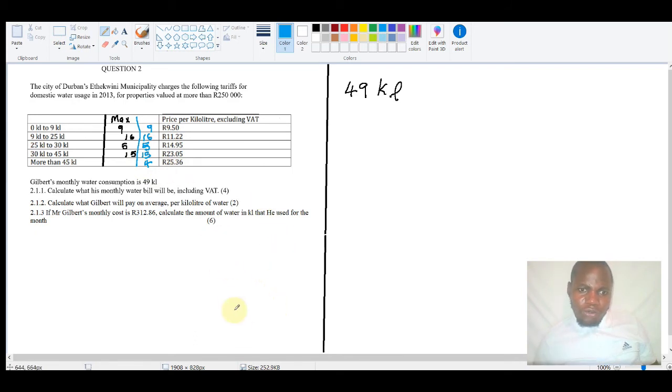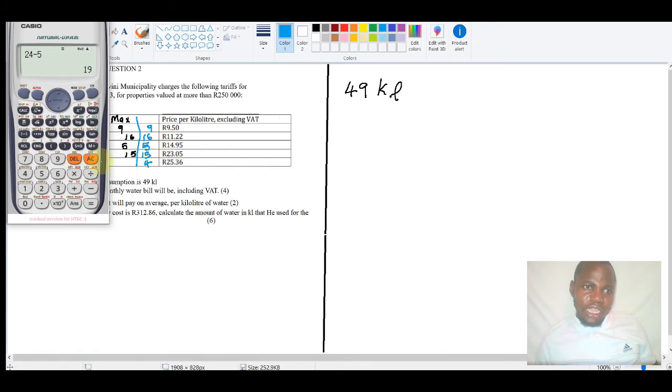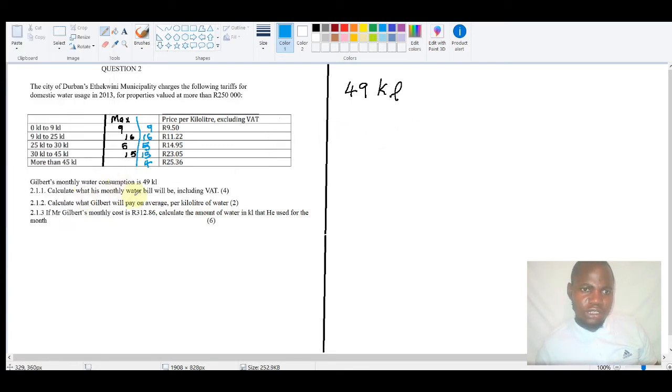Now confirm by doing a calculation to see if all those things add up to your 49. So you say 9 plus 16 plus 5 plus 15 plus 4. If you are correct, they must give you 49. So indeed they are equal to 49. Now the question is saying calculate the cost of water. Calculate his monthly water bill including VAT. So now how do we calculate the cost?